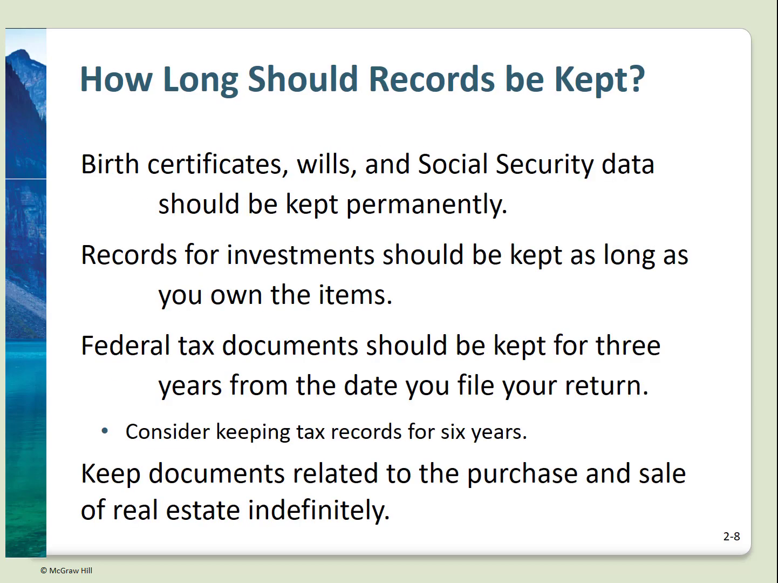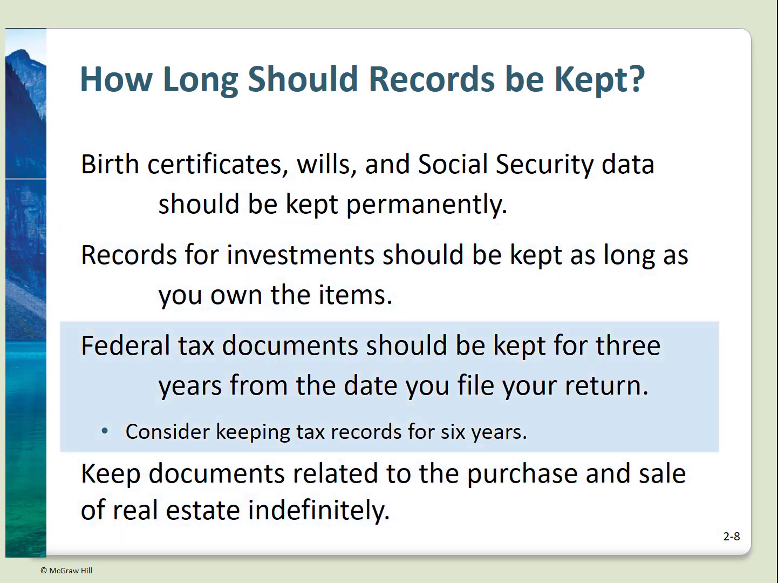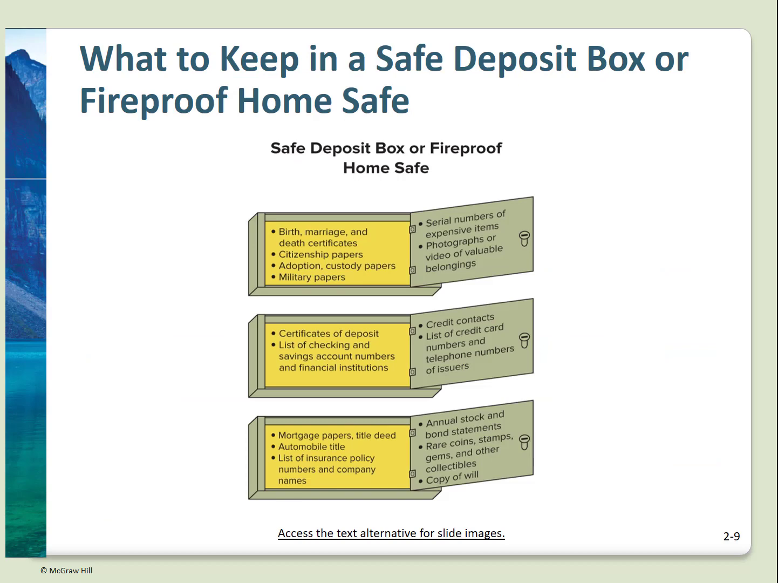The question comes up frequently, how long to keep things? This slide lays that out clearly. Birth certificates, marriage license, Social Security info, you keep them forever. Property and investment records, as long as you own them. Tax returns and supporting info, 3 years for sure. 6 is better. I'd keep it a little longer. This graphic from the text just recaps what we just discussed on the previous slide.